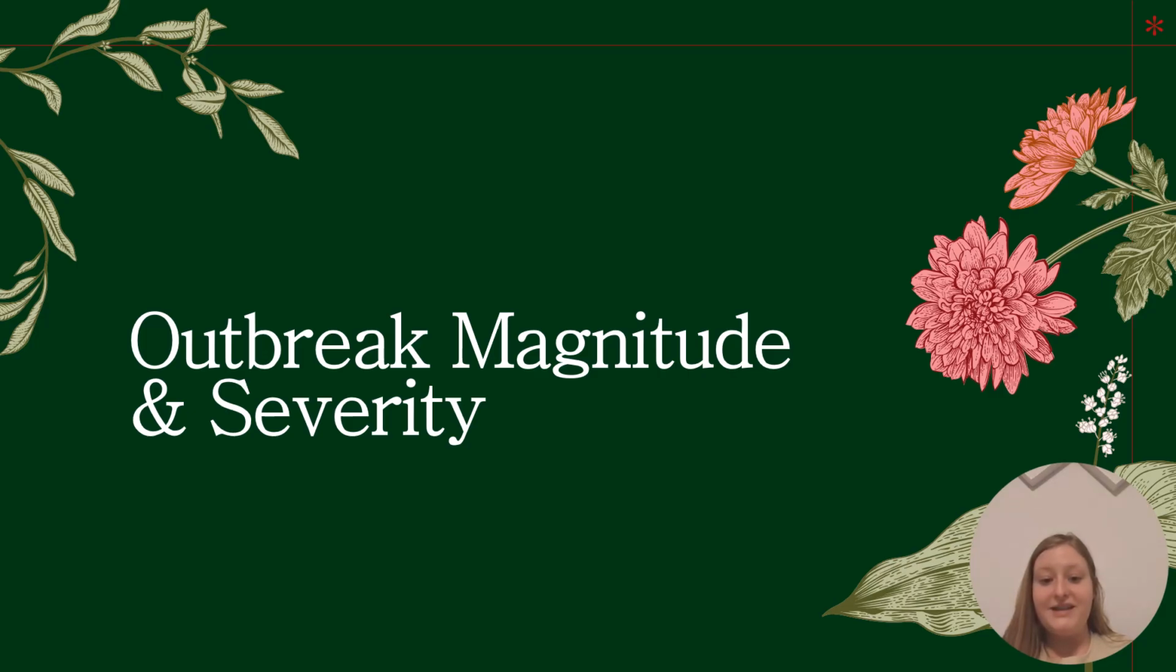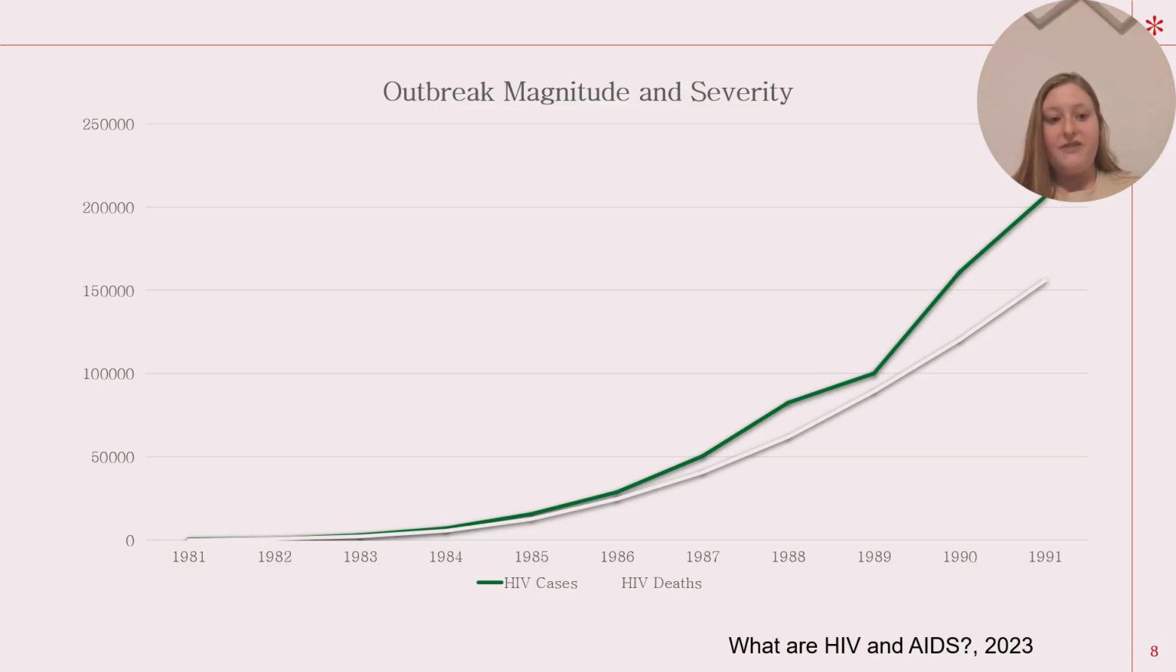Next up, we will be looking at outbreak magnitude and severity. So I decided to make a graph out of all of the data that I pulled from the What Are HIV and AIDS resource that I used a lot for the research of this presentation, because I wanted to physically see how much it continued to go up from 1981 to 1991. And as you can see, it continued to grow and grow and grow all the way up to 1991, as well as that white line there that represents the deaths and how closely that followed the growth in cases in this period of time.